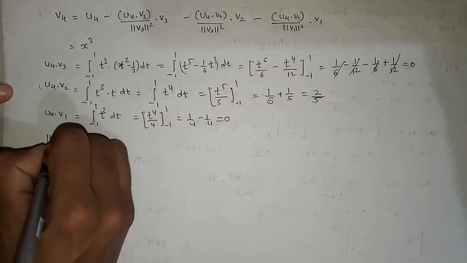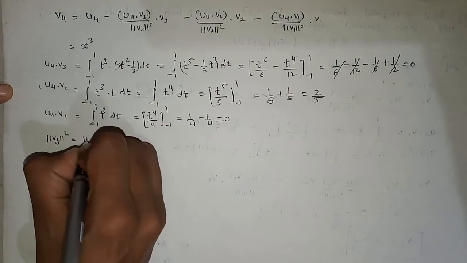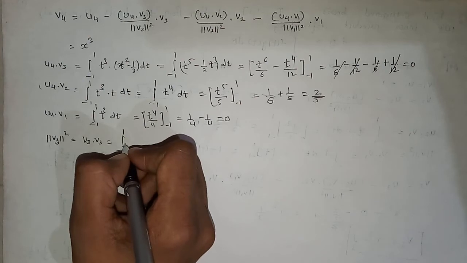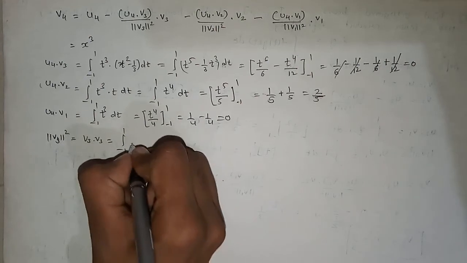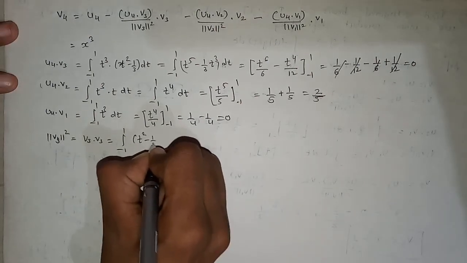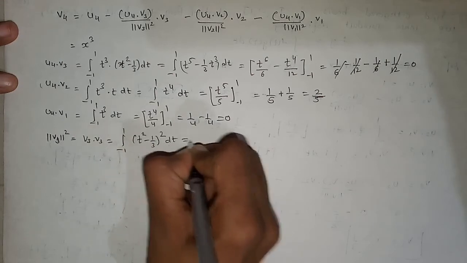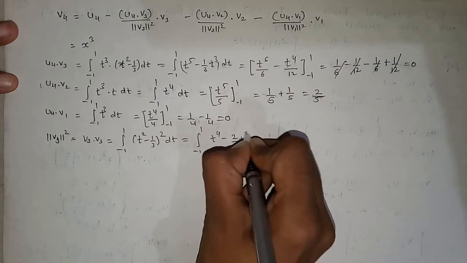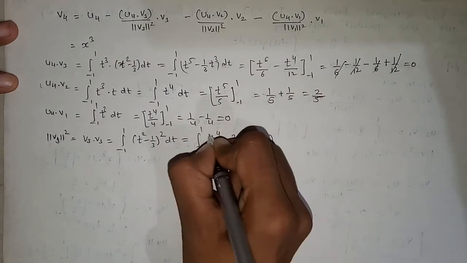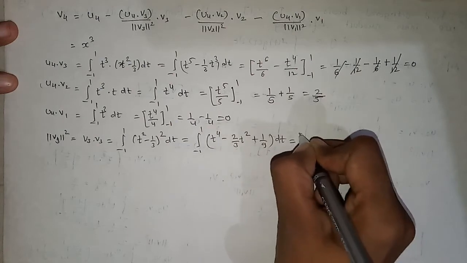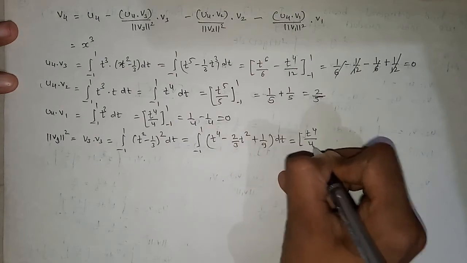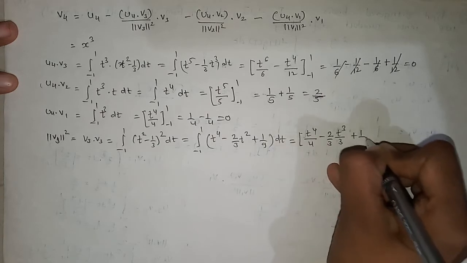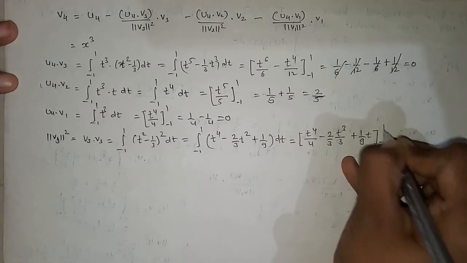Now norm of v3 square is equal to v3 dot v3. Now integration from minus 1 to 1, v3 dot v3 is t square minus 1 by 3, the whole square. So this becomes integration from minus 1 to 1 of t raised to 4 minus 2 by 3 t square plus 1 by 9 dt. On integrating this we are getting t raised to 4 by 4 minus 2 by 3 times t cube by 3 plus 1 by 9 t, from minus 1 to 1.